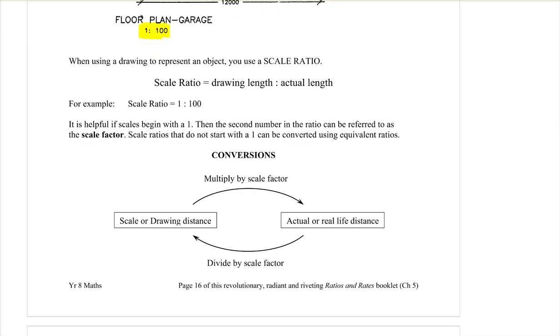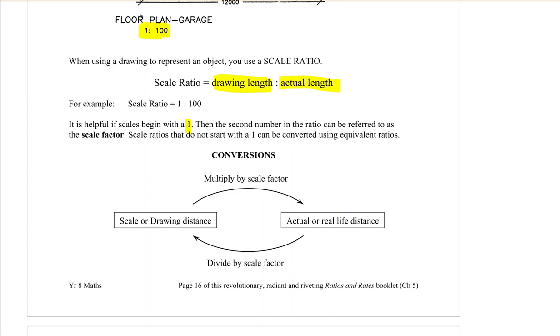Okay, so when using a scale drawing to represent an object, you use a scale ratio. We just talked about that. The first number in the ratio is always the drawing length. Always make sure that you put them in the right order. And the second number is the actual, real life length. So it is always useful to have a scale beginning with the number 1, and then the second number can be referred to as the scale factor.